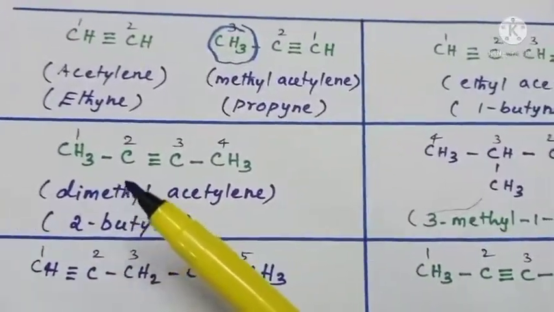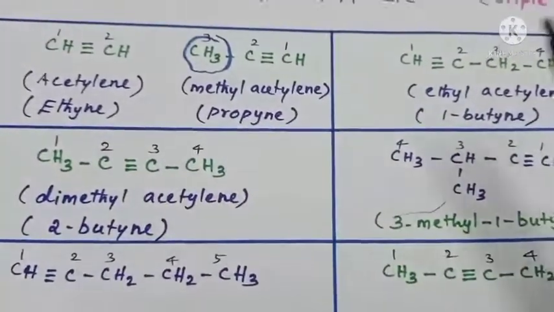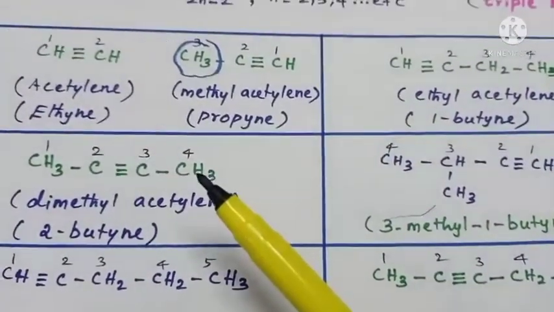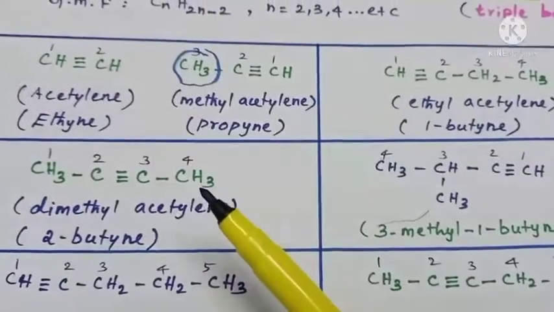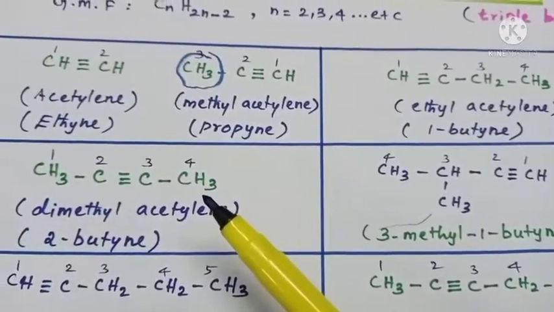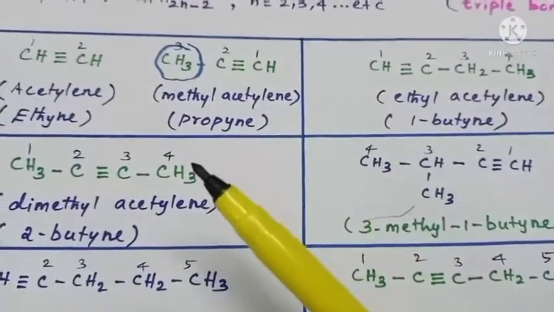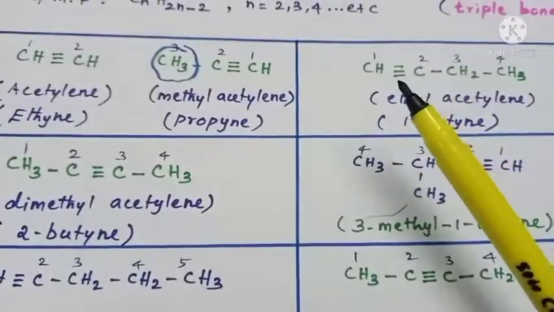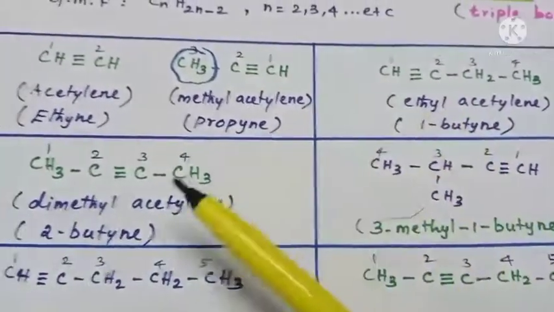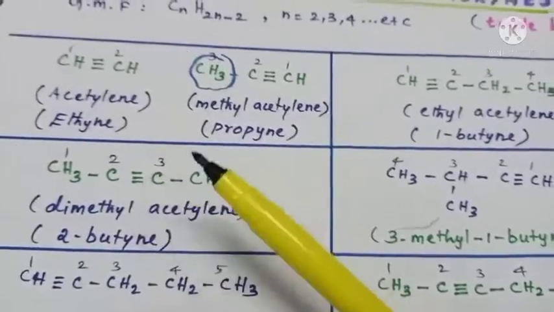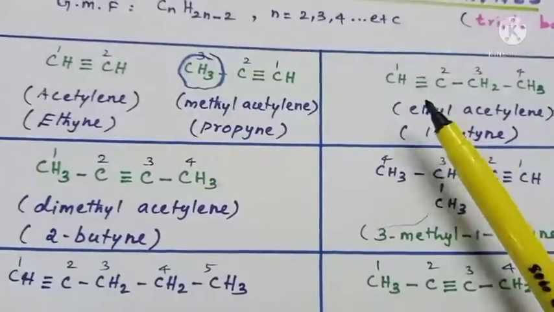The next compound also has 4 carbon atoms. The previous one and this one have the same molecular formula, so these two are isomers. They differ only in the position of triple bond, so these two are positional isomers. Here the triple bond is at the first carbon, whereas here it is at the second carbon. That's the basic difference between this compound and this one.